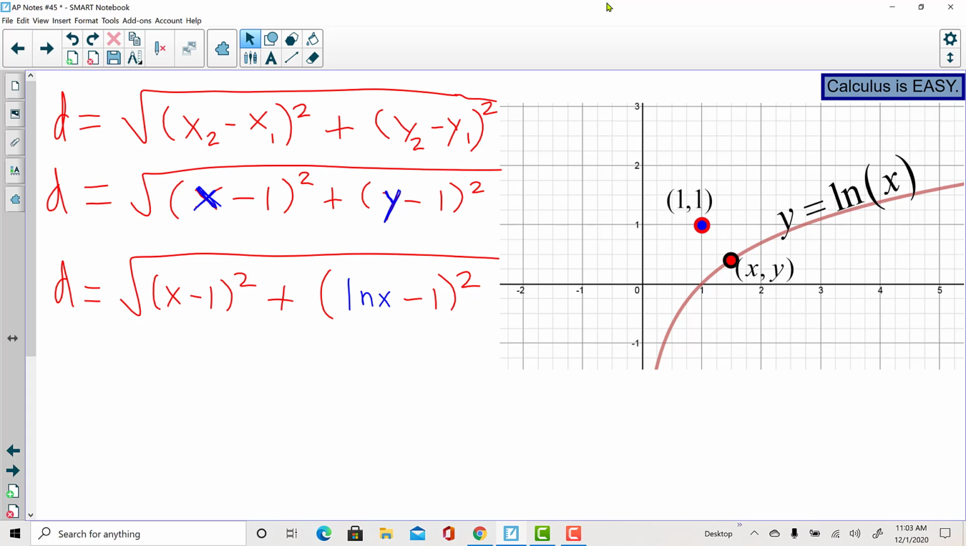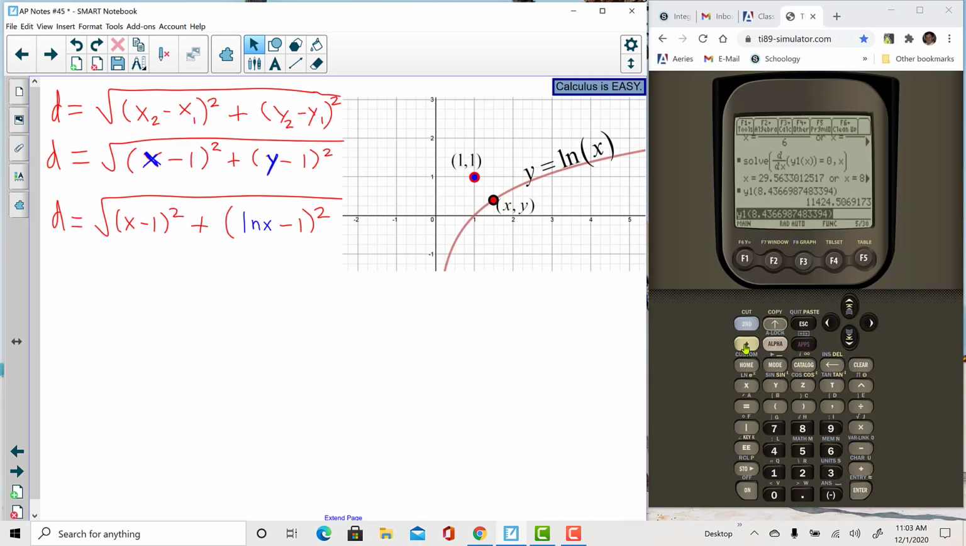And for most of these problems, the difficult part is going to be coming up with the equation that you want to maximize or minimize. And we just finished that. So the rest of the problem is going to be almost like example number 1, where we just solve where the derivative is equal to 0. So let's do that. I'm going to change my y1 function.